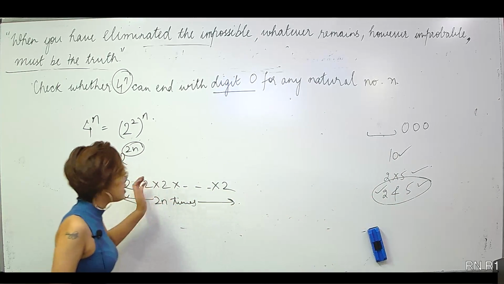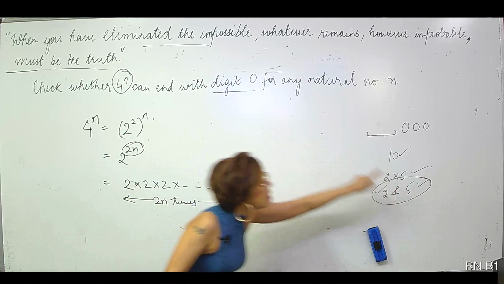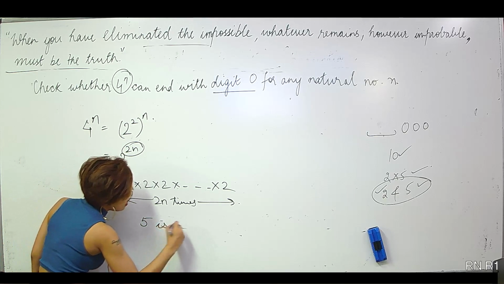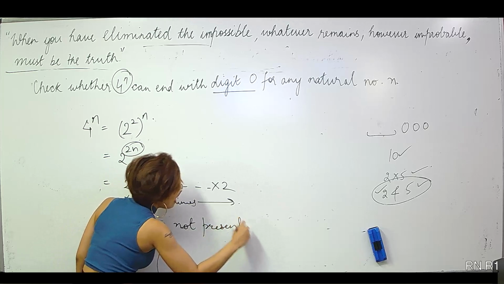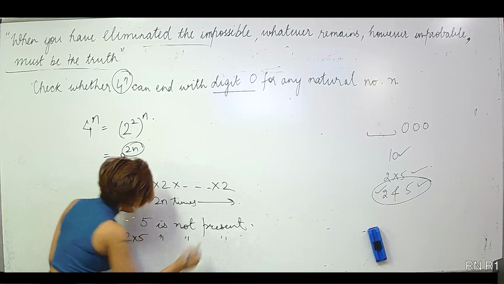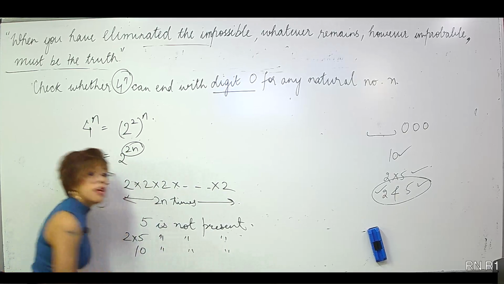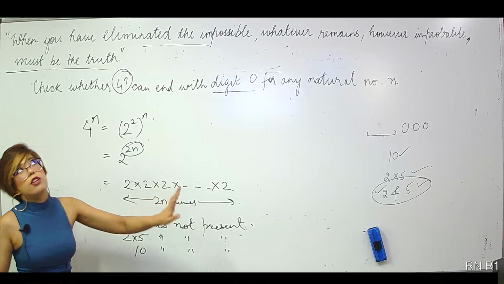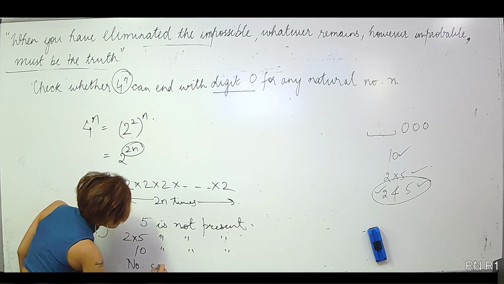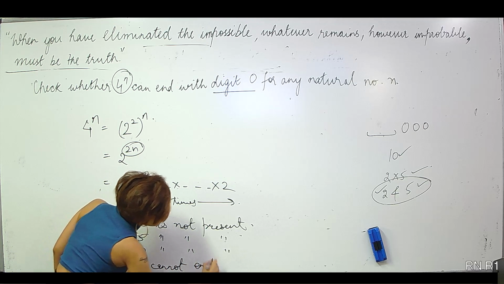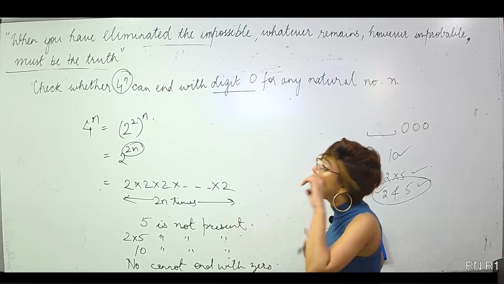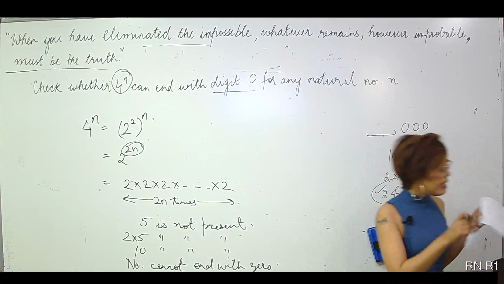Now 2 is present. Yes, pick any 2 you like. Is 5 present in the prime factorization? The answer is no. 5 is not present. Now, if 5 is not present, do you think 2 into 5 is present? Of course not. That means 10 is not present. Right? If 10 is not present in the prime factorization, that means the number cannot end with 0. If you write all of these, then only you will get full marks in the test. So careful. Right? Next one.